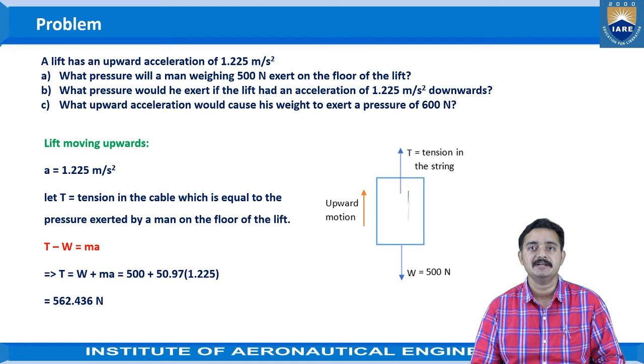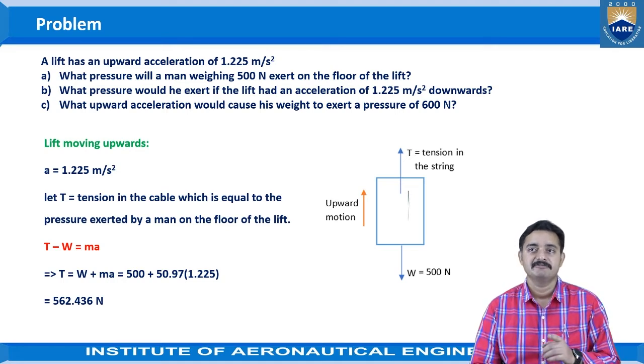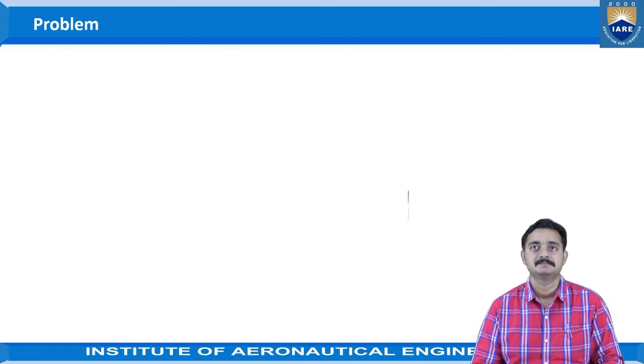So the answer of the tension would be 562.436 newtons, right? As you can observe here, the weight of the lift along with the person is 500 newtons, but the tension T is higher than the weight. So obviously the lift will be moving upwards.